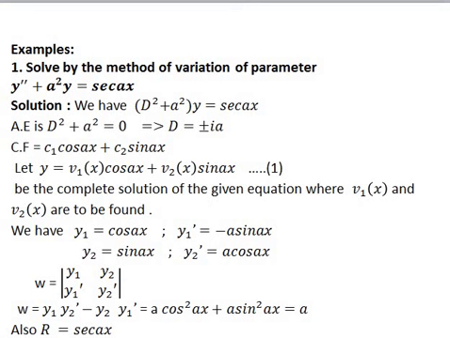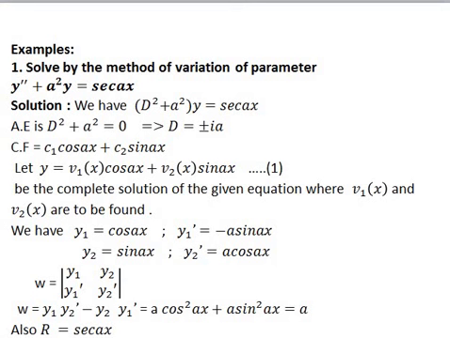Let y is equal to v1 of x cos ax plus v2 of x sin ax. We call it equation 1, the complete solution of the given equation, where v1 of x and v2 of x are to be found. We have here y1 is cos ax and y2 is sin ax. So y1 is equal to cos ax and its derivative y1 dash is minus a sin ax. y2 is equal to sin ax and its derivative y2 dash is a cos ax.